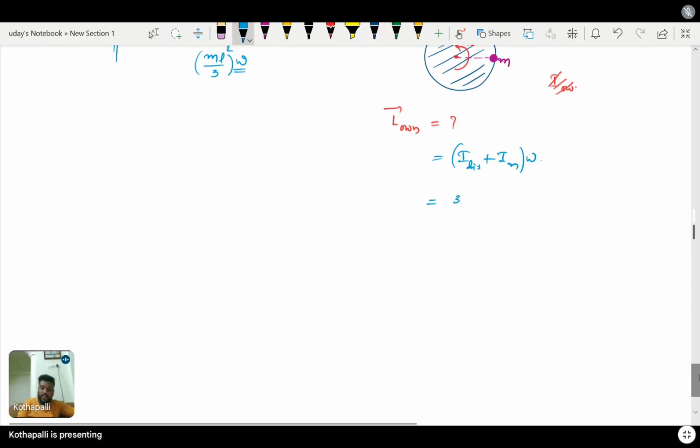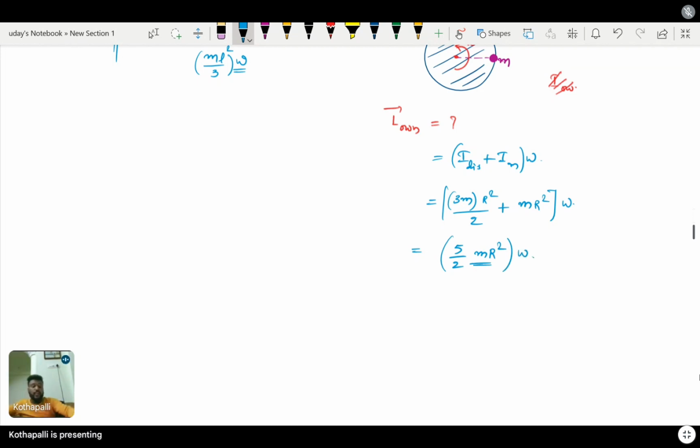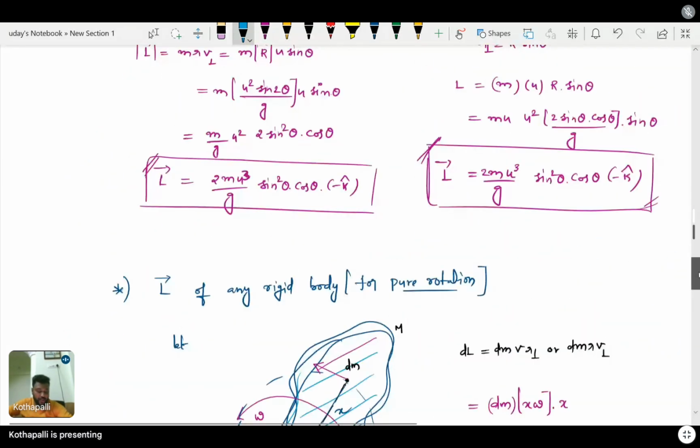So the disk moment of inertia is 3m into r square by 2, plus the point mass is on the edge. From here it appears to rotate like this, which means the distance from the axis of rotation is r. So I will be m r square into omega. Then what will it be? 5 by 2 m r square into omega. Got it? Okay, so this is the way you need to apply the angular momentum calculation for any point mass system or rigid body.